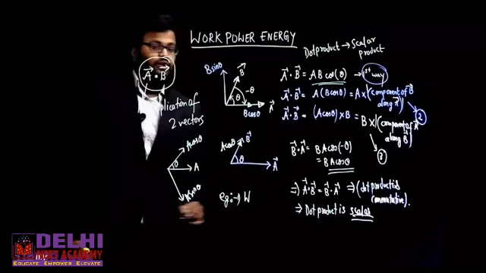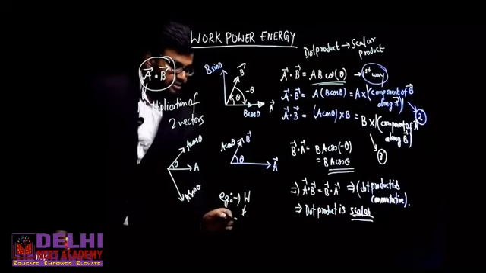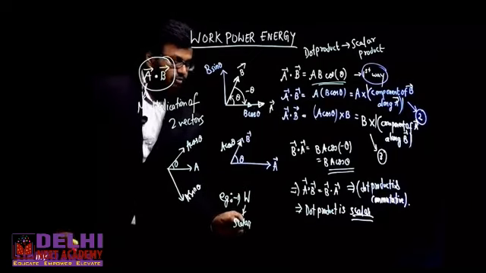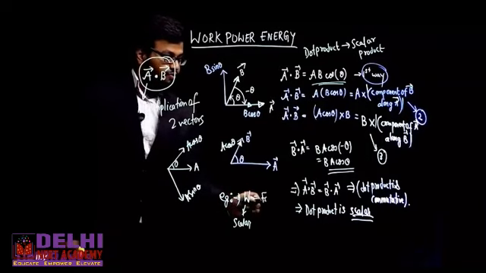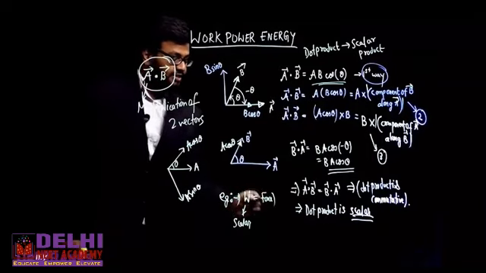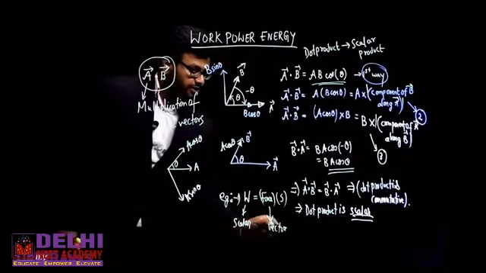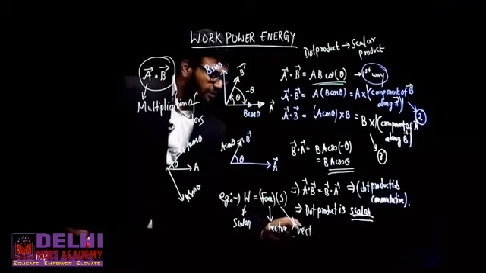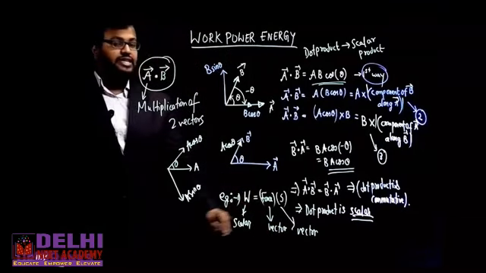Work done. Work done is a scalar. Work done is basically force multiplied by displacement. So force into displacement, and I'll denote displacement by S. We know force is a vector and displacement is also a vector quantity. So here I'm multiplying two vectors and the final result is a scalar.